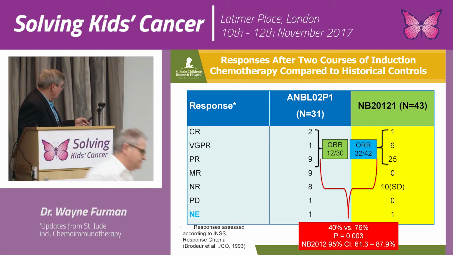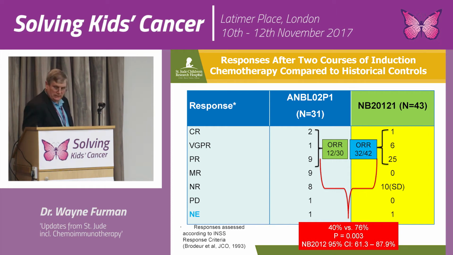Okay, and this just, again, highlights the responses. A 12 of 30 in our historical comparison, 32 of 42 in that first cohort, which is basically double. And obviously, these are early responses. We hope that translates into cure.